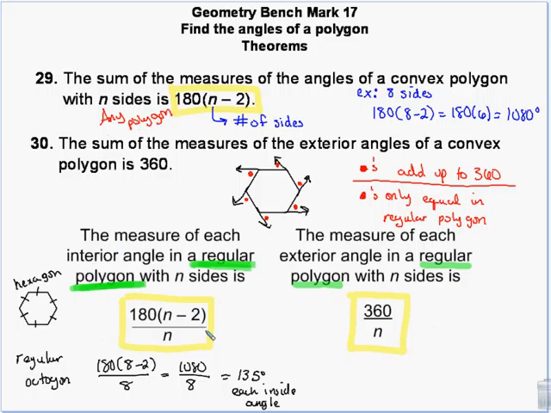These two only work for regular polygons, but you take the number of sides, so we'll stick with our octagon because we've been doing an octagon, and that has 8 sides. So I would take 360 and I would divide it by 8, and each external angle would be 45 degrees. So if this was an octagon, each of the red dots would be 45 degrees.